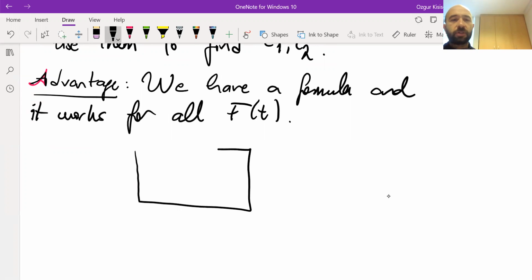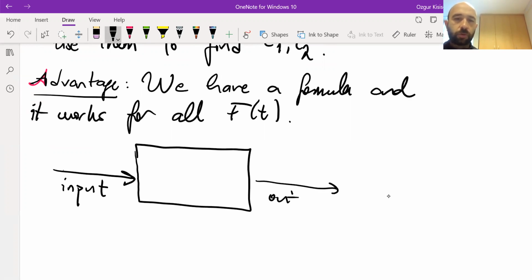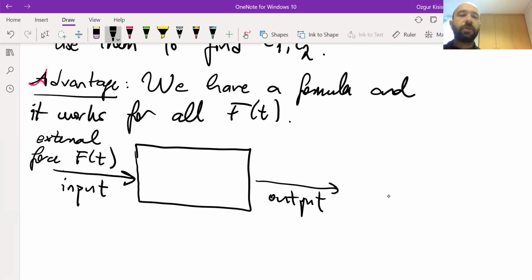Actually, it is kind of interesting to think about this as an input-output relation. So suppose, I mean, this is an abstract way of thinking about this, suppose your input is this external force f of t, okay? And your output is your solution u of t.